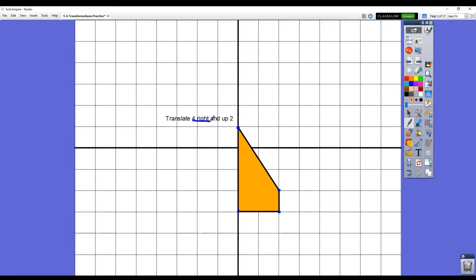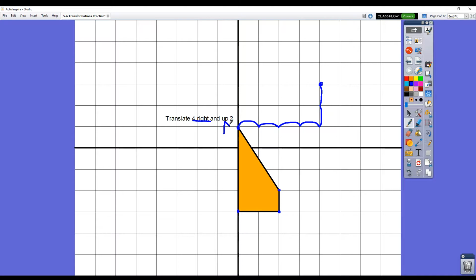Then when we count 4 to the right, we're not counting these lines. We are counting the intersections of the lines, or these places that we can put dots. We're going to count that 4 times, starting here at 0, and then when we count to 1, that's because we went to our first dot. So 1, 2, 3, 4, and that was 4 to the right. And now up 2, 1, 2, and I know my new point is going to end up right here.